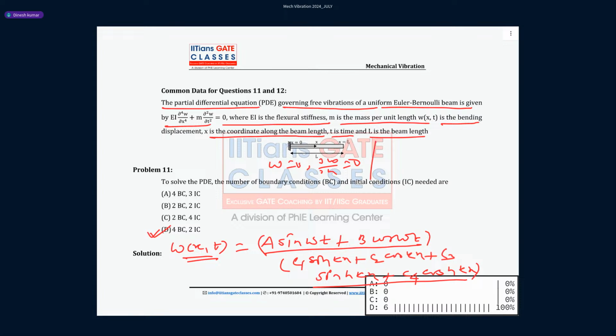At the free end, what is the boundary condition? We know bending moment will be 0. Bending moment is ∂²w/∂x², which is 0, as well as shear force ∂³w/∂x³ will be 0. Okay, these are at the free end.